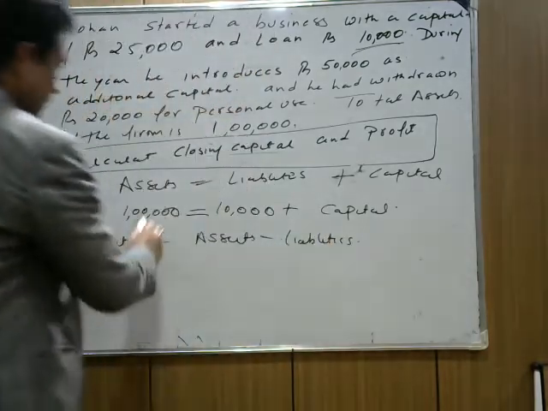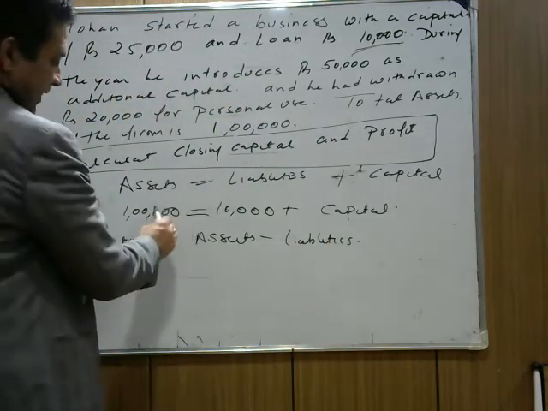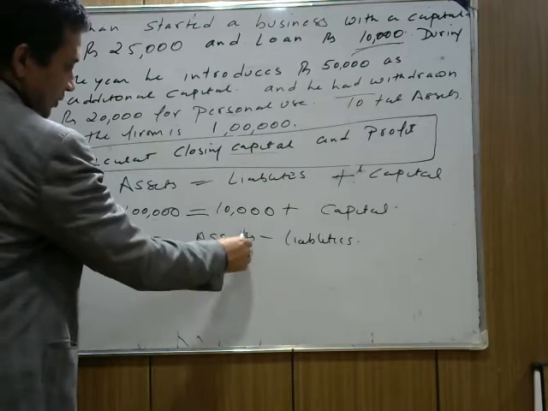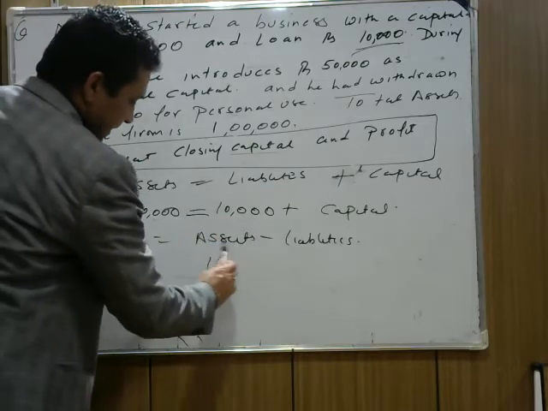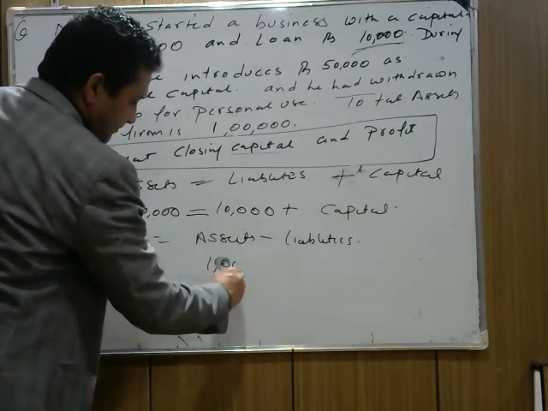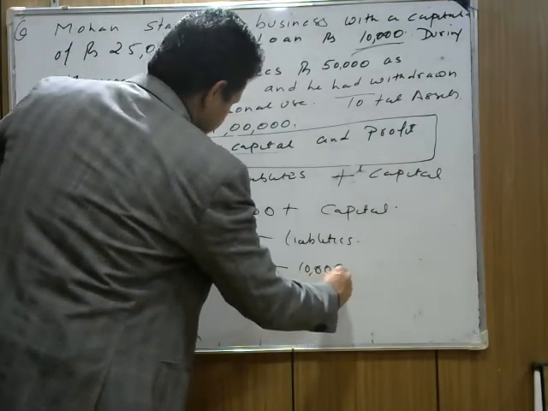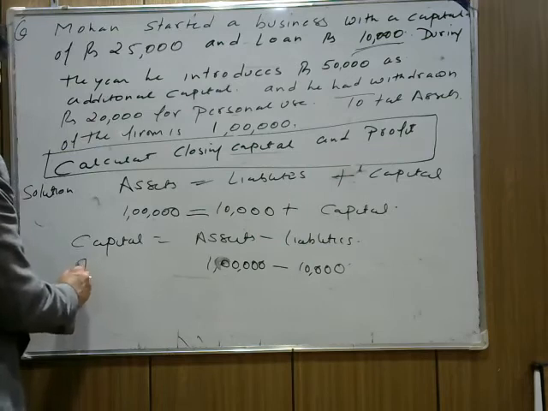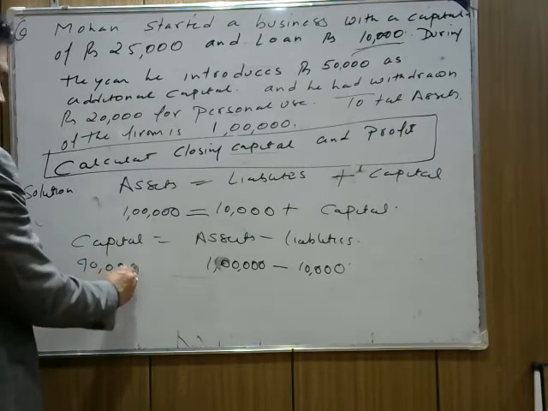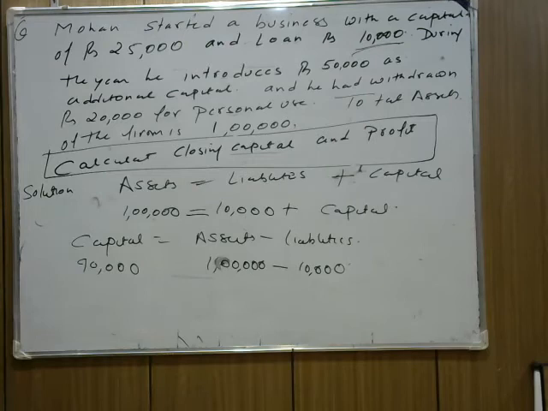Now tell me, your capital is how much? When your asset is 1 lakh and liability is 10,000, capital is assets minus liability. So 1 lakh minus 10,000, the capital is coming 90,000. I hope this thing is clear. The closing capital is coming 90,000.